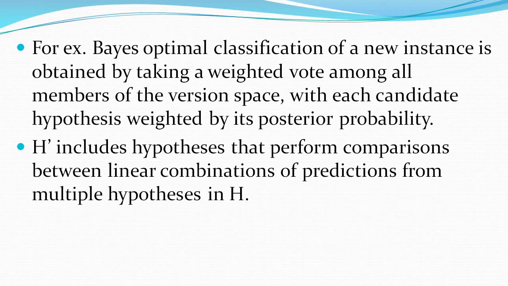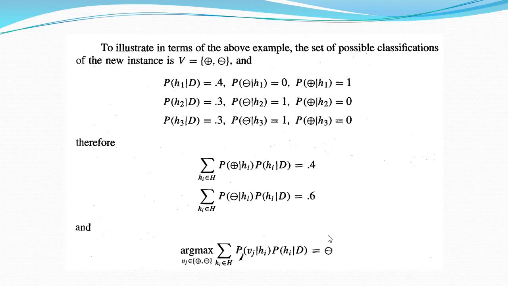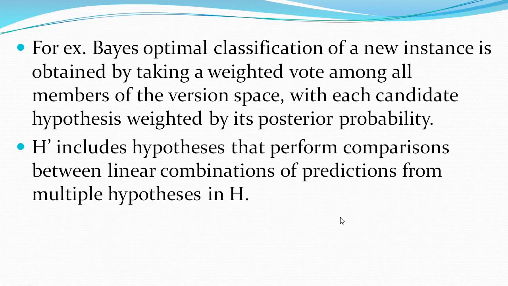So by this I am concluding this video. Bayes optimal classification for this new instance takes the weighted vote among all the members of the version space, each candidate hypothesis weighted by its posterior probability. The hypothesis space includes hypotheses that perform comparisons between linear combinations of predictions of multiple hypotheses. We got that negative has the highest probability. So by this I am concluding this video.